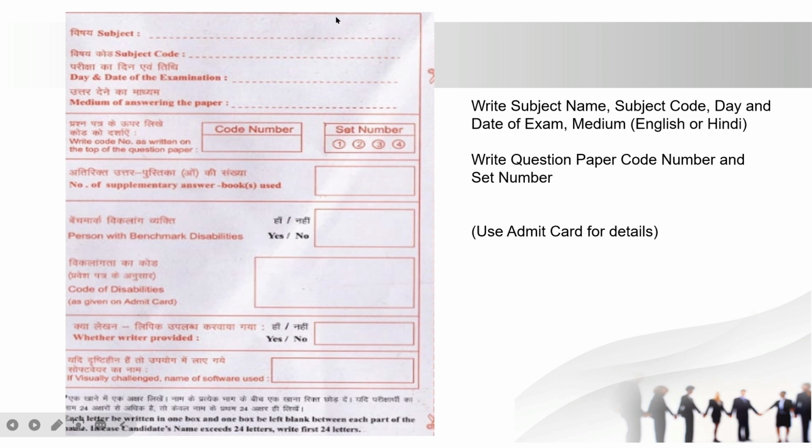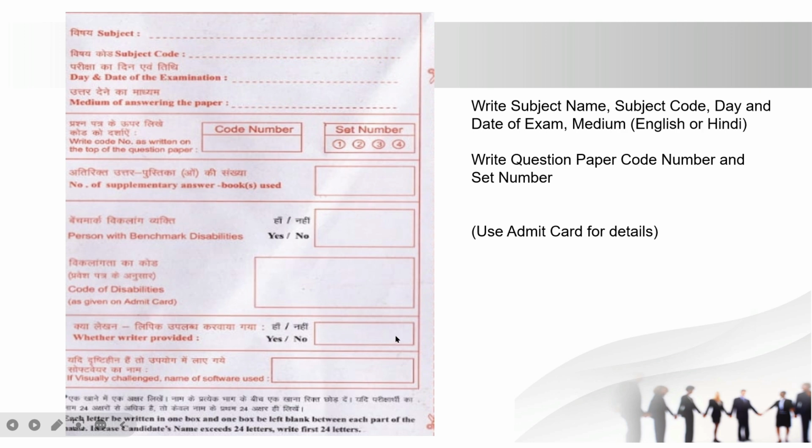You need to mention the subject name, code, date and day of examination. The medium of answering is English or Hindi according to how it is. And this code you can get from your question paper. The set will also be mentioned in the question paper. Supplementary answer books, if you have taken any at the end of the exam, you can mention here. This column is for disabled, physically challenged people. They could write. If not, you just mention no here, right?